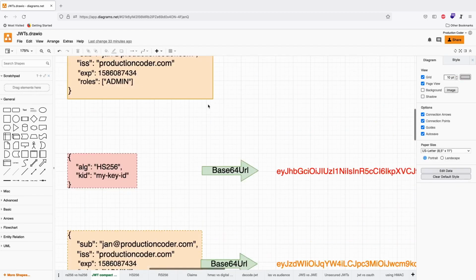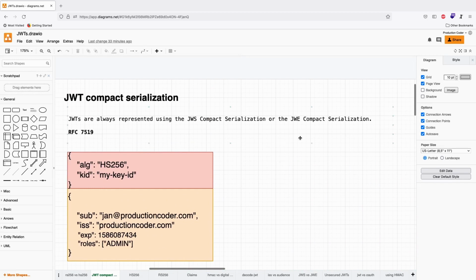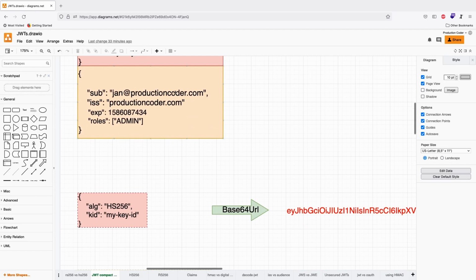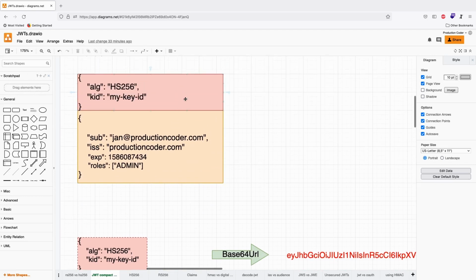And the same principle applies for JSON Web Encryption Compact Serialization. The only difference here is that you have more parts. You don't have three elements or three blocks, so to say, but you have five. But that's the topic for another video.